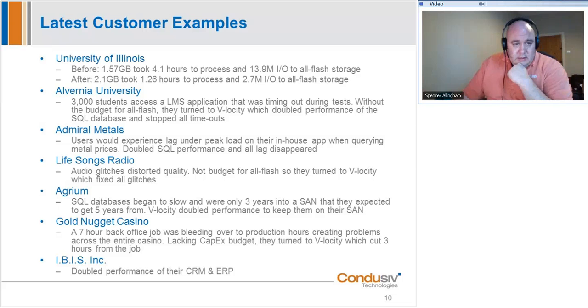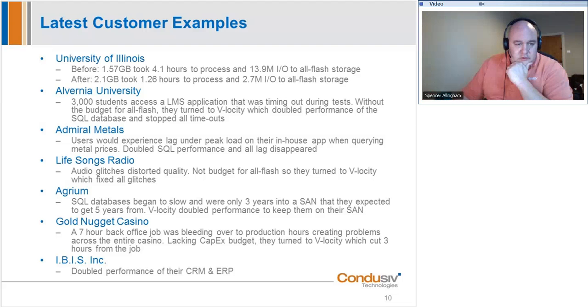Admiral Metals, just underneath, their users would experience lag under peak load on their in-house written application when querying metal prices, which were stored in a SQL server at the back end. Again, we doubled the SQL performance there, and all lag disappeared.